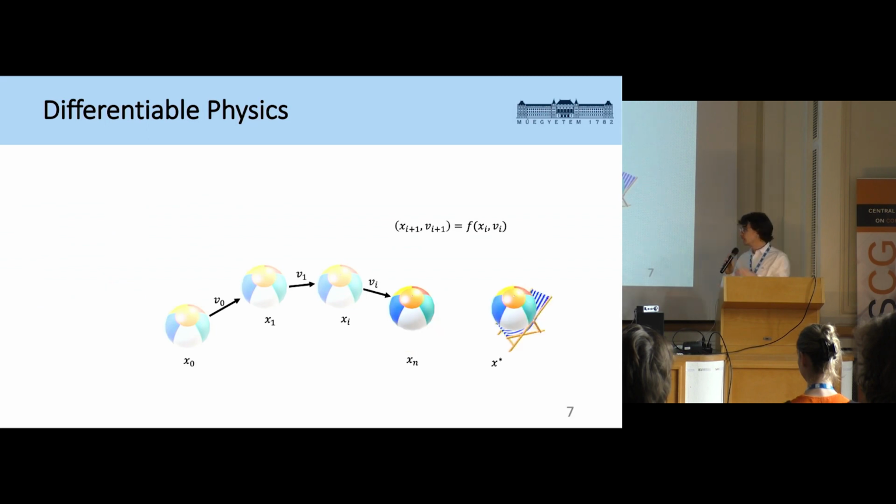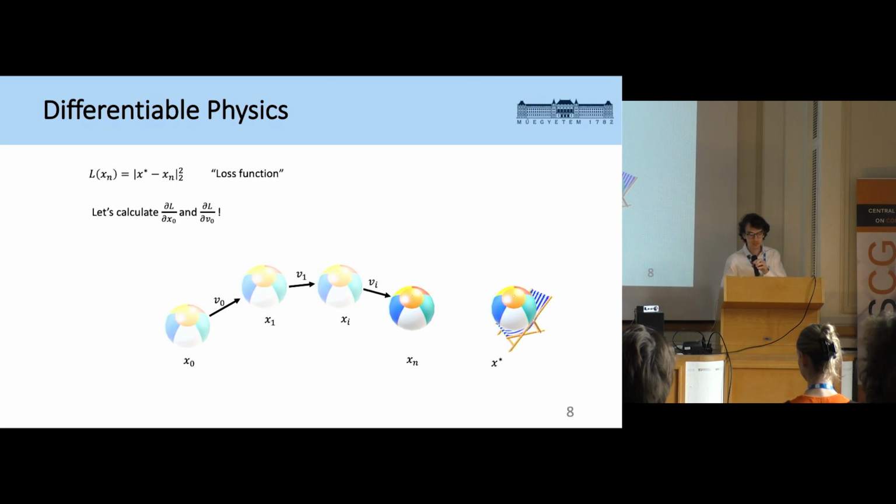Let's imagine that the ball did not land in the chair, but instead landed at position xn after the simulation finished. And then we can compare it against some expected target outcome. For example, the x star position of the chair, and we can write a loss function between these two states. In the easiest case, the distance between these two positions.